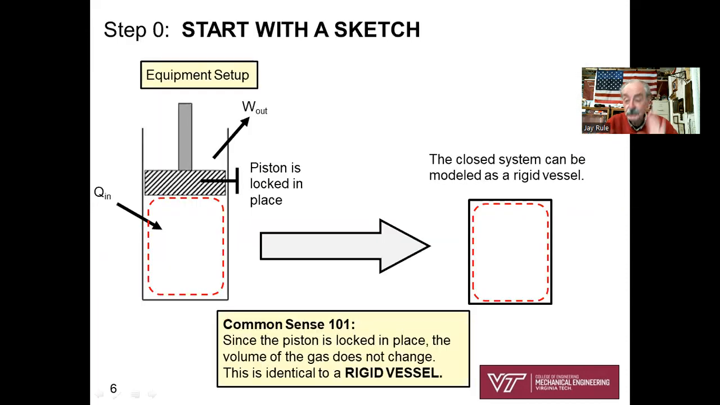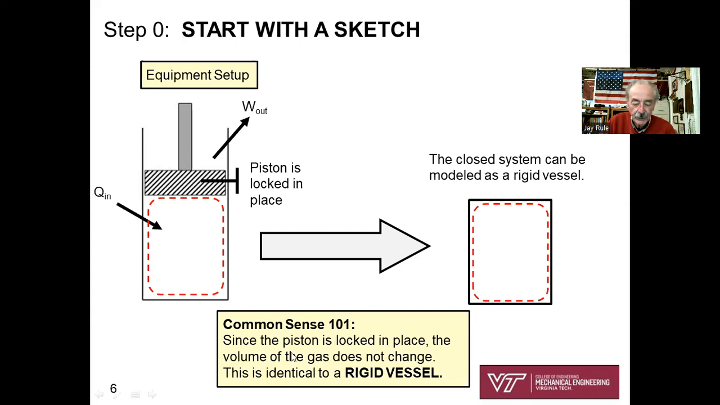Okay, next, draw the sketch. So I said, what's the first thing we do? Well, as we read the problem, we look for those key words, and then we draw that sketch. Okay, and so here's my sketch of my equipment setup, and I've drawn a pin in the piston, locking the piston in place relative to the cylinder. And here's my control surface. I've got a fixed mass in here, and I've got Q in, and I'm showing work out, but this piston's not moving.